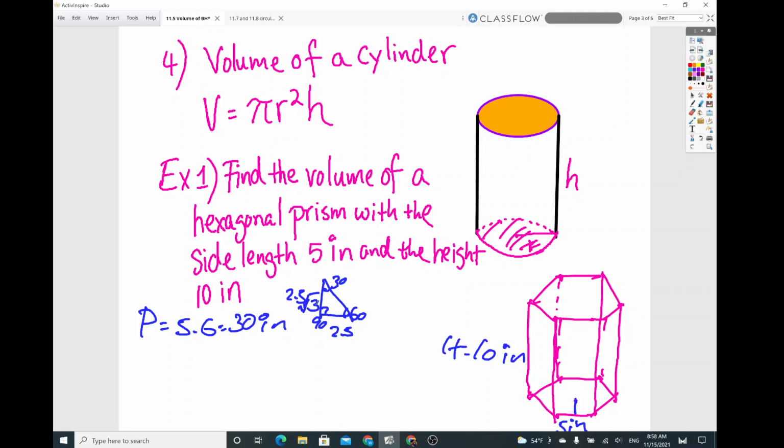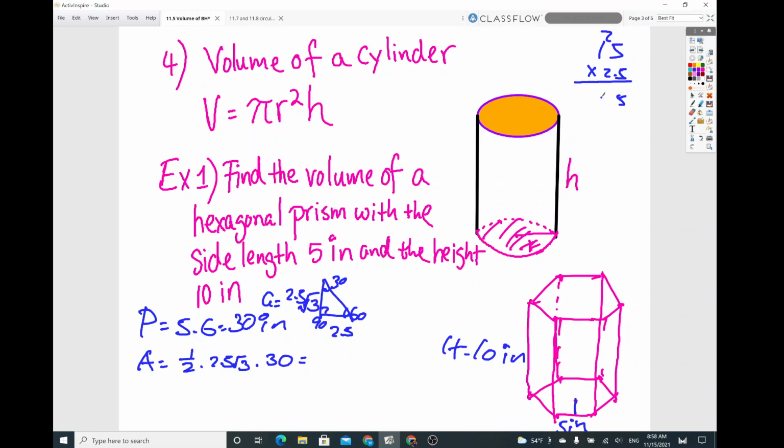So getting the apothem and the perimeter, we find the area of the hexagon first, which is 1/2 times the apothem, 2.5 root 3, times 30, the perimeter. Half of 30 is 15, and 15 times 2.5. Let's see what that is.